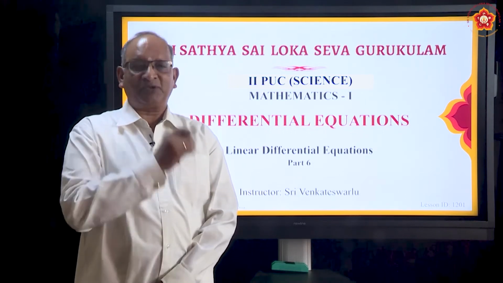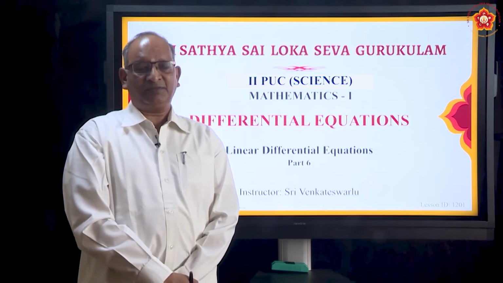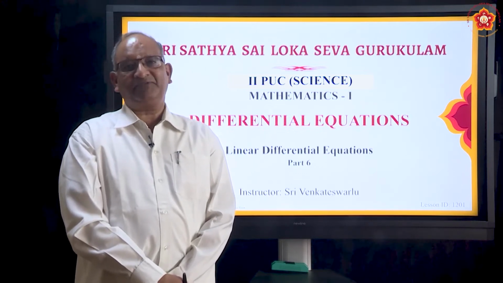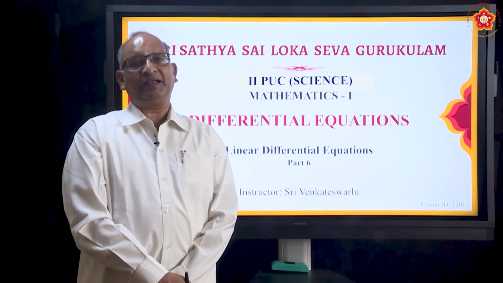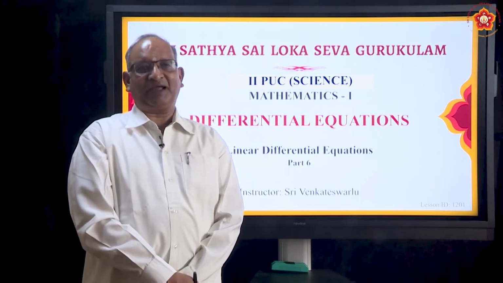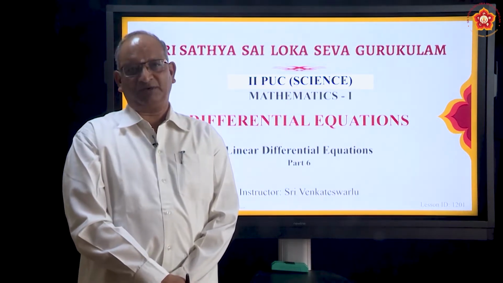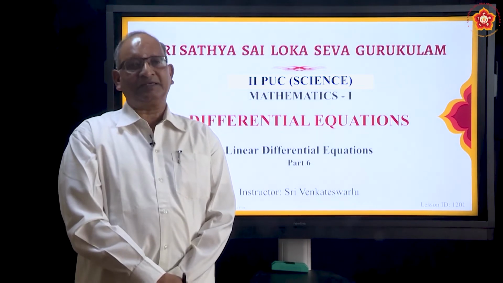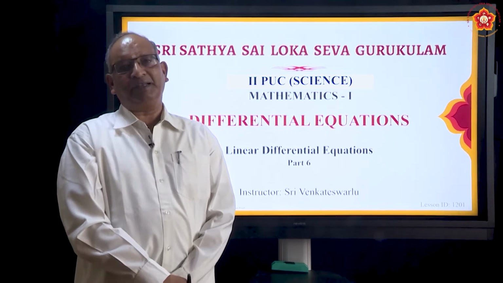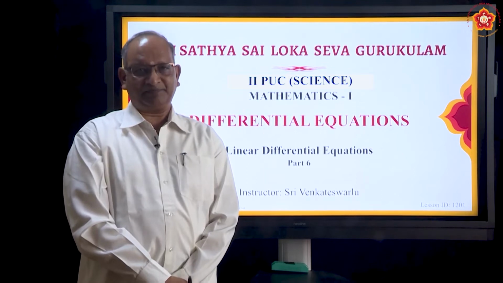What is the procedure? Find out what p is from the equation and then find the integration factor. What is the integration factor? It is e to the power integral of p dx. Once you know the integration factor, we write the solution. The solution is y into integration factor equal to integration of q into integration factor plus c, which is the constant of integration.